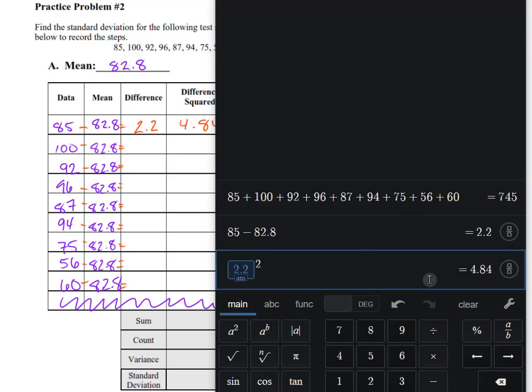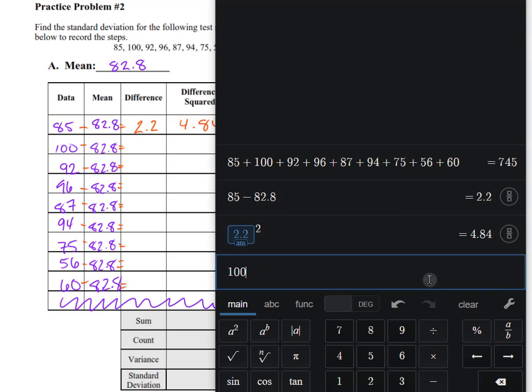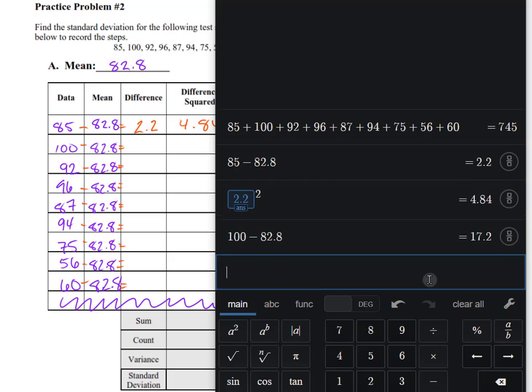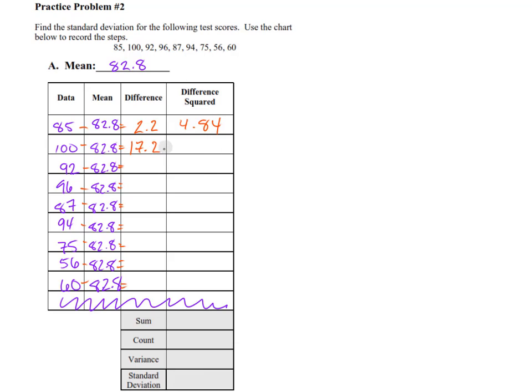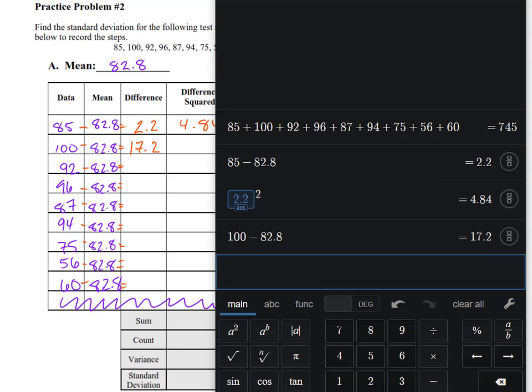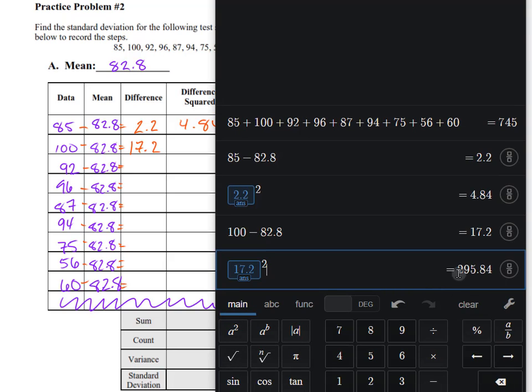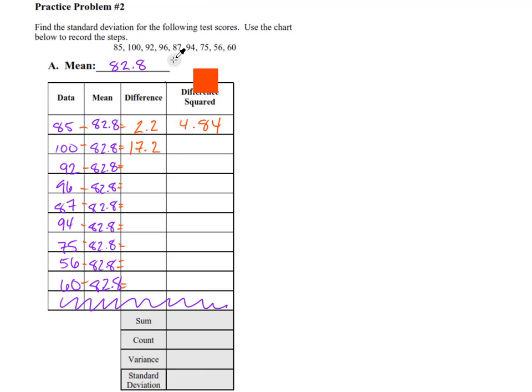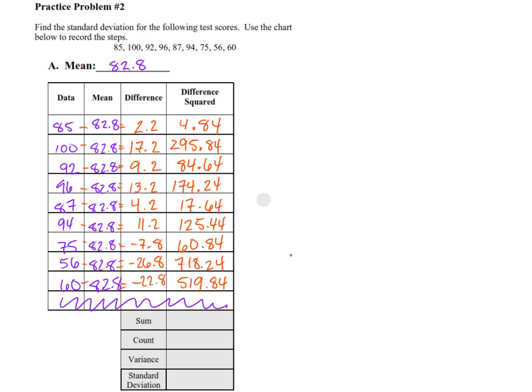Okay, just to reiterate, we'll do that again for our next data piece here. We're going to do 100 minus the mean of 82.8. Okay, that's 17.2. That's a big difference. So when we square this, we're going to get probably a pretty big number. Let's do answer squared. 295.84. Okay, so we're going to continue doing this again, just like we did before. So I'm going to go ahead and fast forward a little bit.